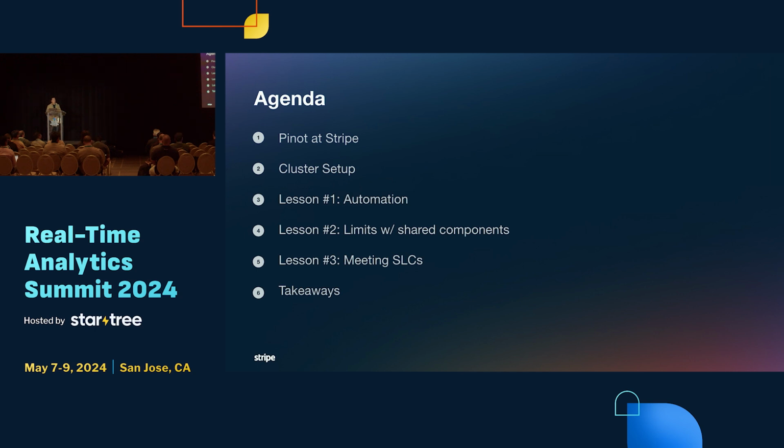So for the agenda, I'll go over how Pinot is used at Stripe. Then I'll talk through our cluster layout, how we automate operations through our control plane, some scaling limits we've hit, followed by how we iterate and improve on our SLOs. And finally, I'll conclude with some key takeaways.